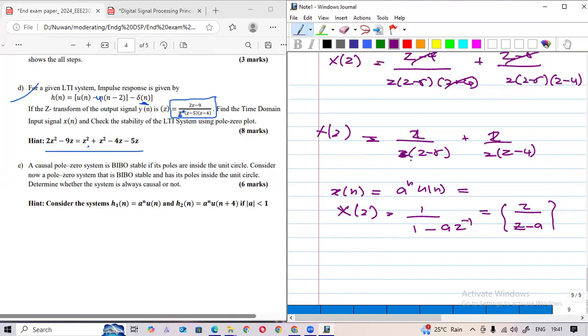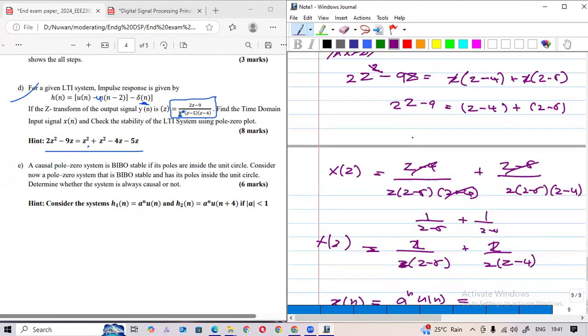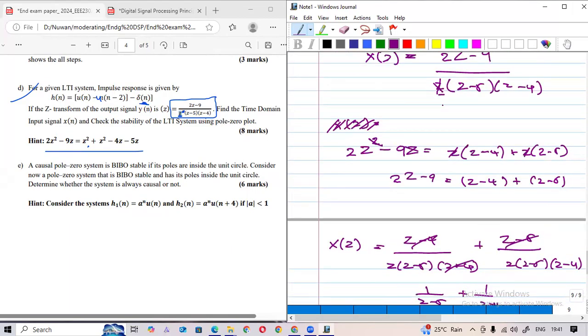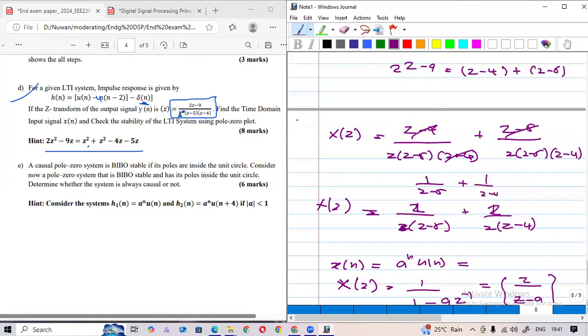If there is no z, you will have 1 over z minus 5 plus 1 over z minus 4. To have a z here, you need a z minus 1. Here you have z minus 1, here also you will have z minus 1, and here also you will have z minus 1.